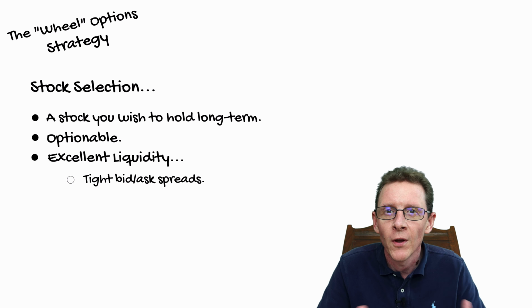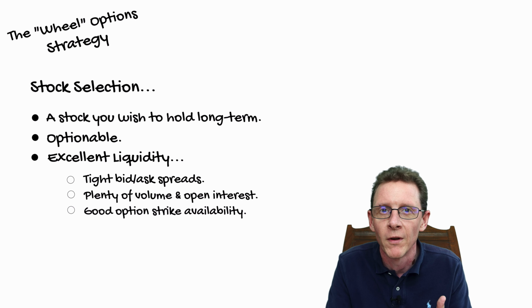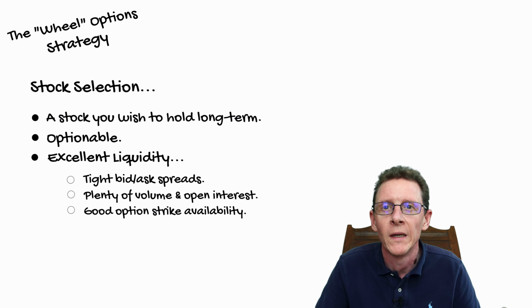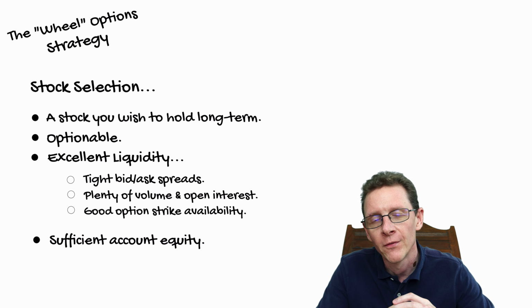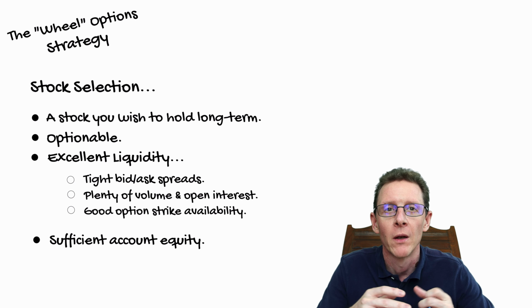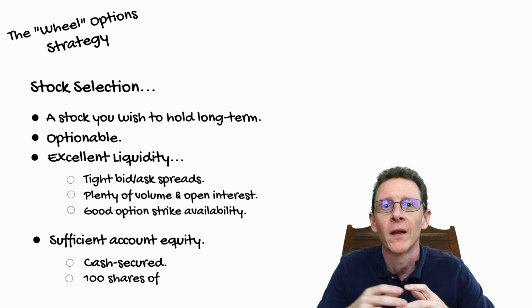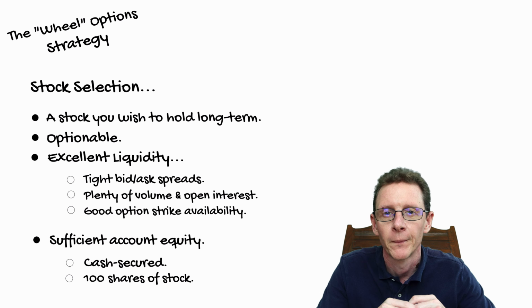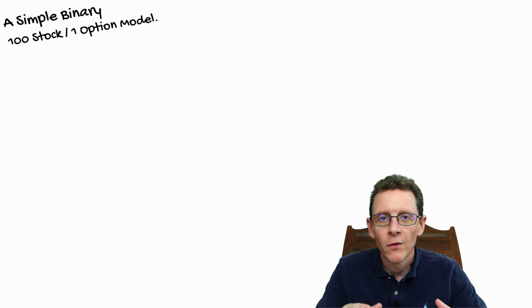So, options should have tight bid-ask spreads, plenty of volume and open interest, and there should be good option strike expiration availability. All these factors will give you more flexibility and allow you to more easily both enter and exit trades with lower costs. Finally, you will require sufficient funds available in your account to buy at least 100 shares of stock. Since a single stock option controls 100 shares, it's important you're able to take assignment of the stock if need be. The strategy involves the writing or sale of put options, and these should be what is known as cash secured.